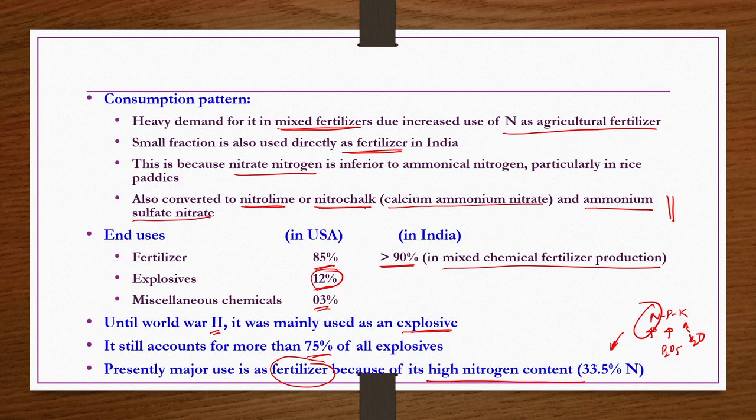Though it is not used as a direct fertilizer in India, sometimes you need to make a balance. Urea is a better option for nitrogen fertilizers in general, as we have discussed in a previous lecture. However, 100% urea you cannot use. Sometimes you need to make a balance. So the remaining balance of nitrogen fertilizers may be fulfilled by other nitrogen fertilizers, and one of them is ammonium nitrate.